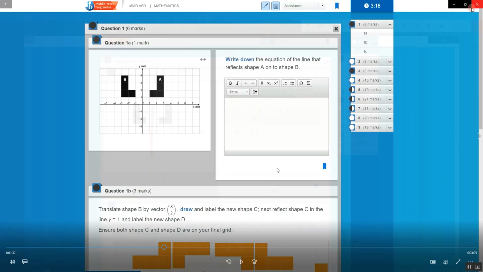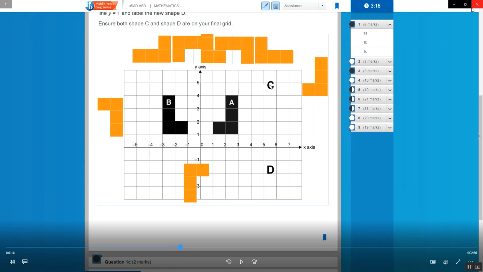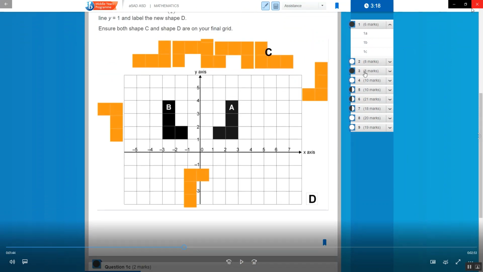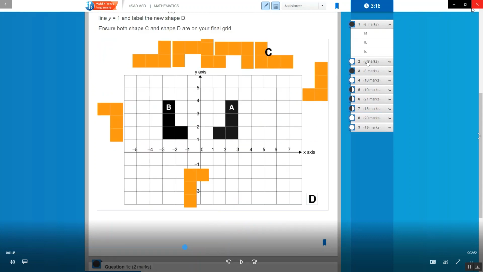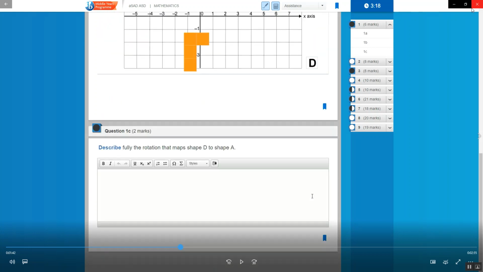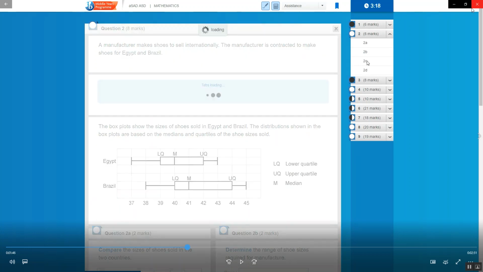I was just asking you to write down the whole equation that goes with the graph. So this one, y equals 1. Can't see the line.